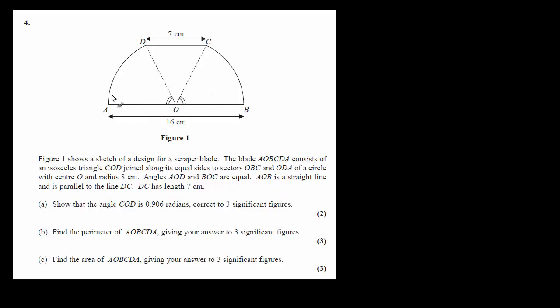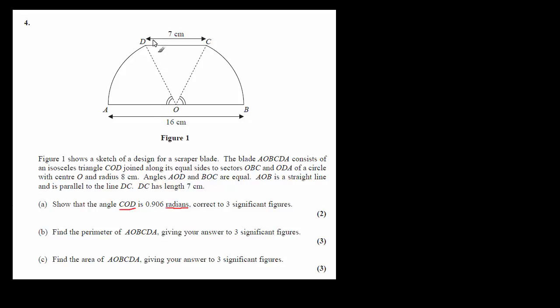AOB is a straight line, so across there is kind of like a diameter, and is parallel to the line DC. DC has a length of 7 as labelled. So part 1 is to show that angle COD is 0.906 radians. So we need to make sure we give our answer in radians, make sure our calculator is in radians, and correct to 3 significant figures.